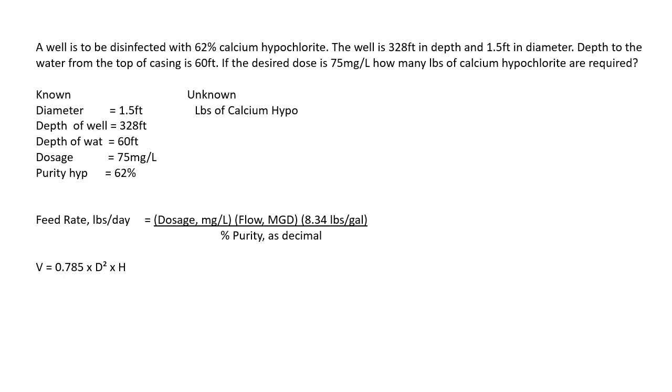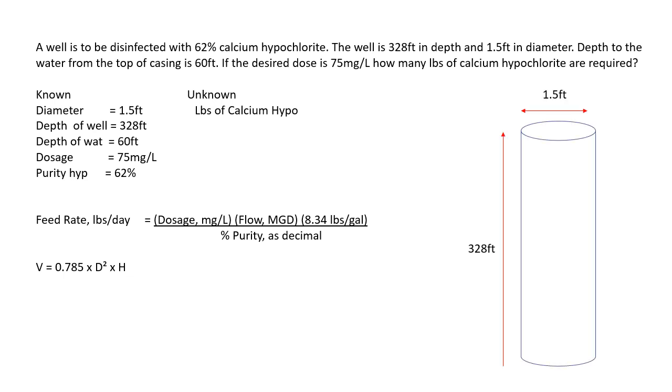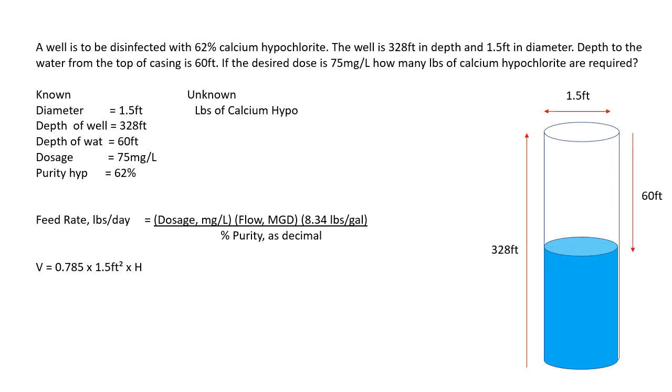So now we're going to find our dimensions so we can calculate the volume of our well. So here we have a visual representation of our well. The diameter is 1.5 feet and the depth is 328 feet. So we're already given the diameter, so we can plug that into our formula. So you have 1.5 foot squared. Now we need to find the height of the water.